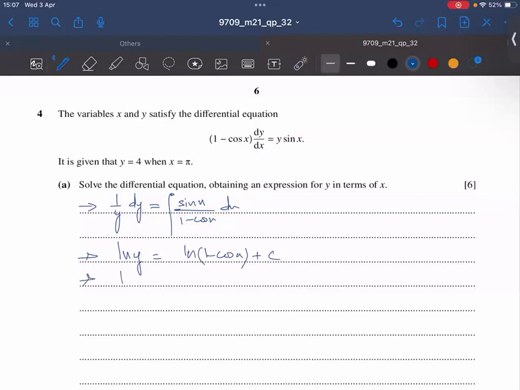And then ln 4 is going to be equal to ln of 1 minus cos of pi plus c. All right, Mr. Bilal. So ln 4 is going to be equal to ln, cos pi is minus 1.